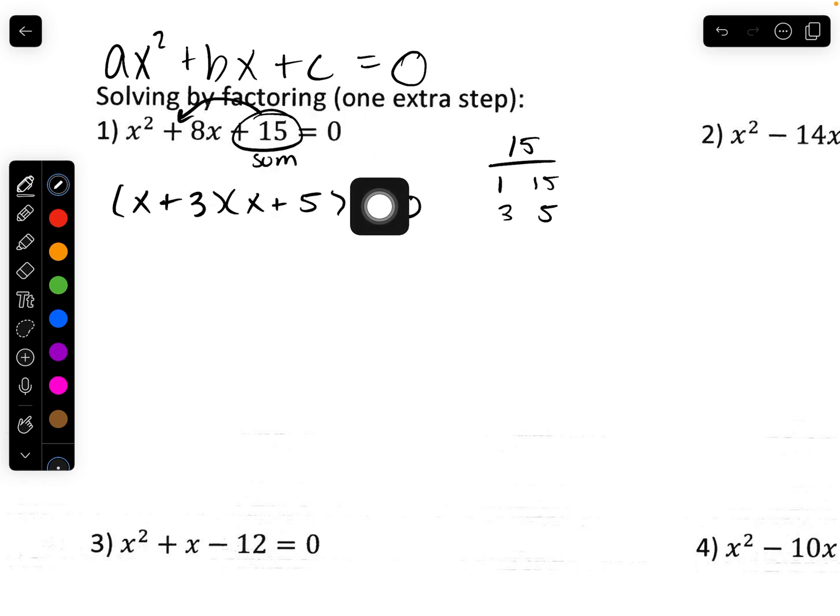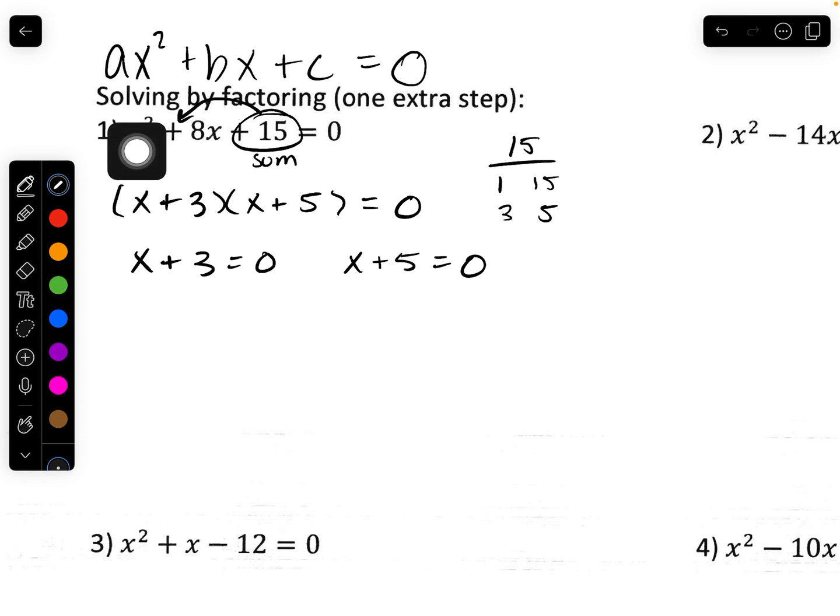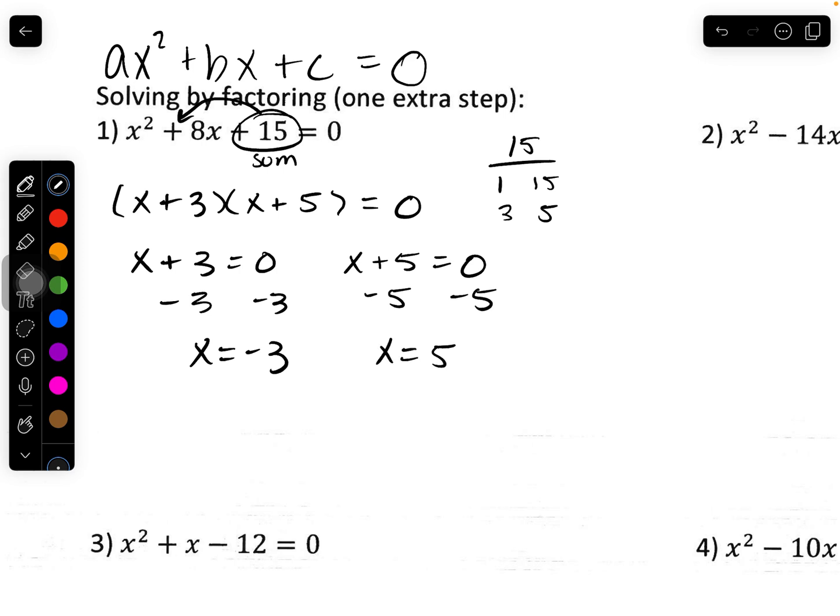We're in equation now. So what we're going to do is take those two factors, x plus 3, set that equal to 0, and x plus 5, set that equal to 0, and that's going to give us our two solutions. Reminder, we're solving these equations here for x. We're going to subtract 3, x is equal to negative 3. For that second equation, we'll subtract 5, x is equal to negative 5, and those are my two solutions.